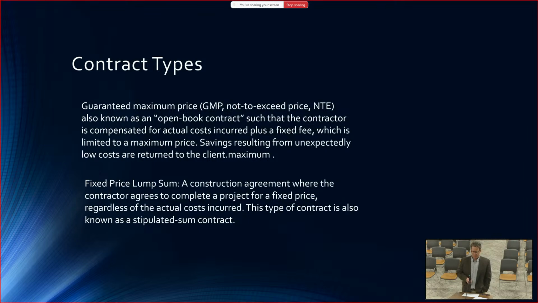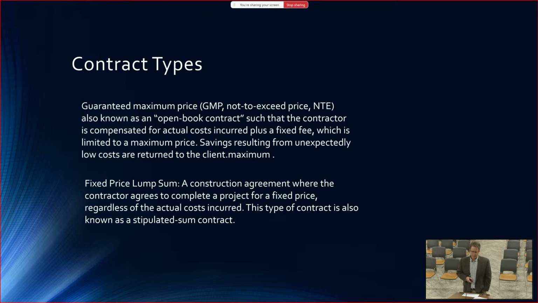The guaranteed maximum price, or not to exceed, is an open book contract. The contractor is compensated for actual costs incurred plus a fixed fee, which is limited to the maximum price. So savings resulting from unexpectedly low costs are then also returned to the city. This is a good way to go, but it does shift a lot of those risks back onto the contractor, and so don't expect that when you work toward a GMP, whether the city is doing that with a contractor, or you've hired a construction manager to bear that risk, somebody's got to allocate the funds to take on that risk.